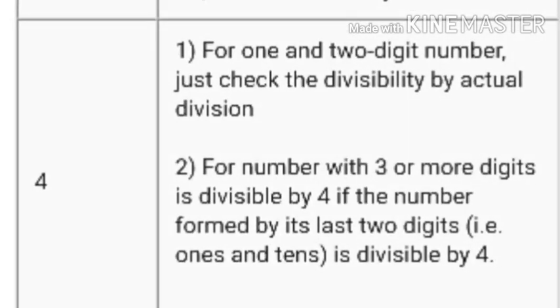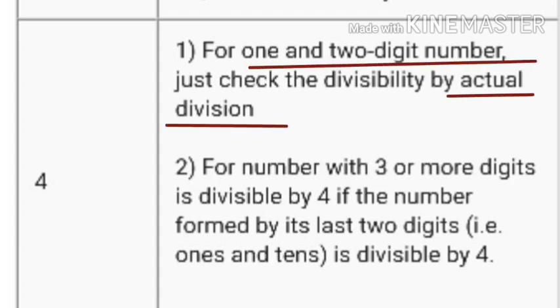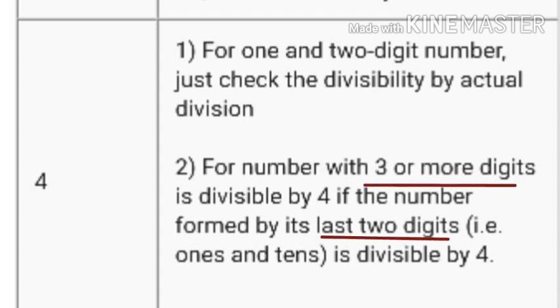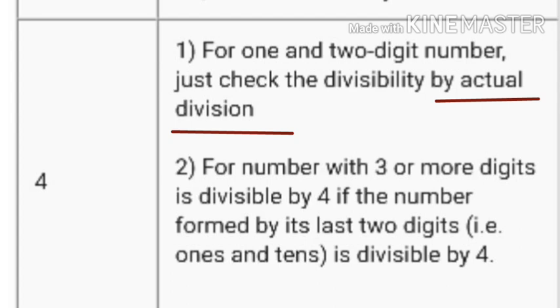Divisibility by 4. For a 1 or 2 digit number, just check the divisibility by actual division. A number with 3 or more digits is divisible by 4 if the number formed by its last 2 digits is divisible by 4. That means if the given number is a 1 digit or 2 digit number, we just check the divisibility by actual division.